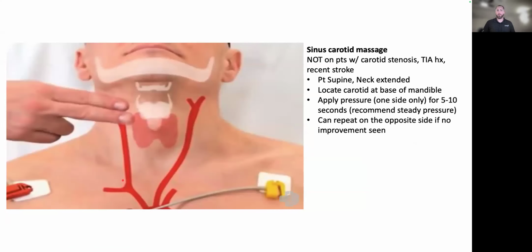Let's talk about ways to get a patient out of SVT. So we can apply carotid sinus massage that may help that patient to vagal down. This is something you're not going to apply to patients with carotid stenosis or TIA history or obviously a recent stroke. You'll place the patient in a supine position with their neck extended. You'll locate the carotid artery at the base of the mandible and apply pressure to one side only for 5 to 10 seconds. And the steady pressure will help to vagal the patient down and hopefully get them out of SVT.